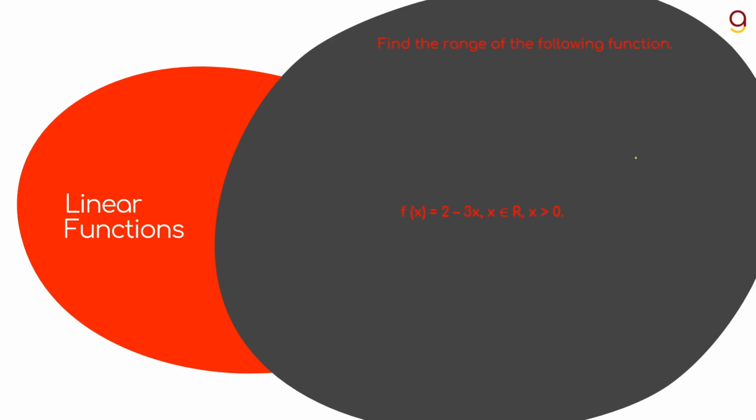Now let's take an example, a question for the same, for the linear function. Find the range of the following function. You need to find the range for this given function. The function is f of x is equal to 2 minus 3x. X belongs to the set of real numbers, and it's given that x is greater than 0.